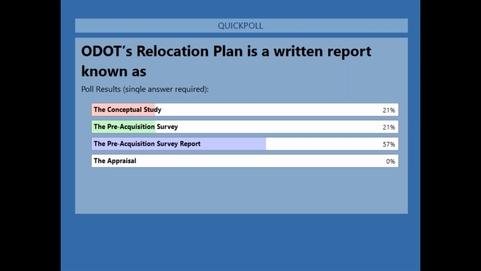Okay, majority of you did get the correct answer. Remember, the conceptual study is the early planning, but it's not the relocation plan. The pre-act survey is the act of the interviews, but the pre-acquisition study report is the actual relocation plan. And of course, the appraisal is what comes after, by using all the information that you just put in the pre-acquisition survey report. Okay, let's go on to question 3.